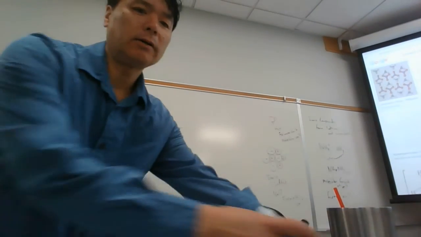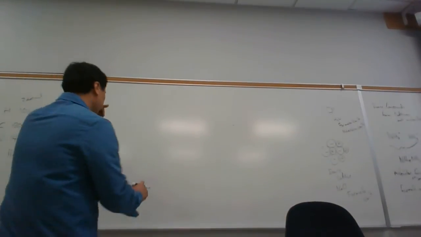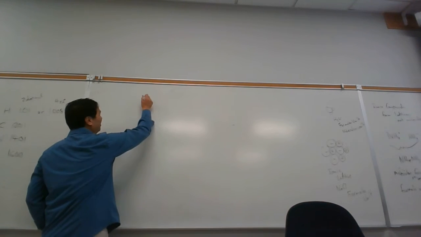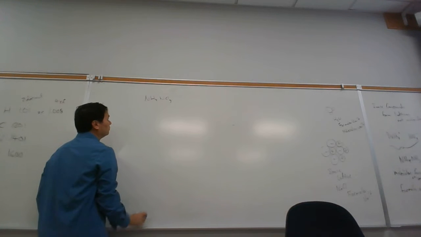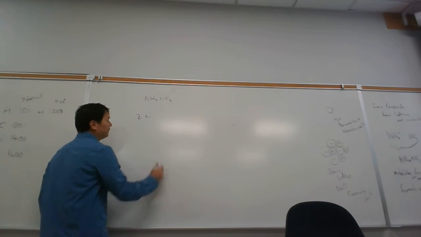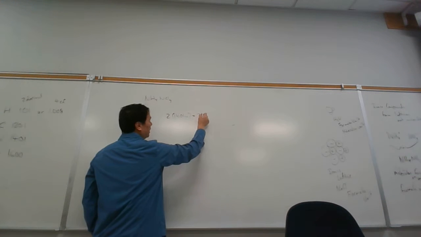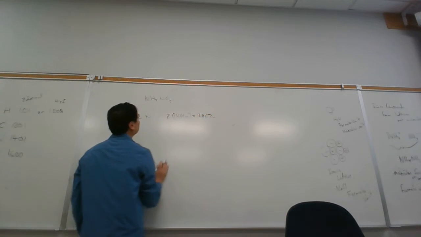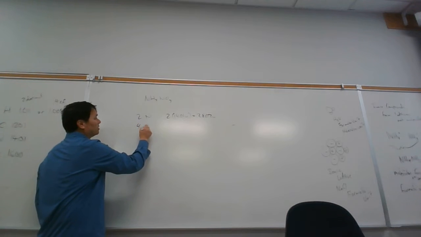So let's talk about what one formula unit of ammonium nitrate contains. In one formula unit of ammonium nitrate, how many nitrogens are there? Two nitrogens. How much does the nitrogen weigh? Well, nitrogen weighs 14.01 u average, so this is going to give me 28.02 u. How many hydrogens? Four hydrogens.